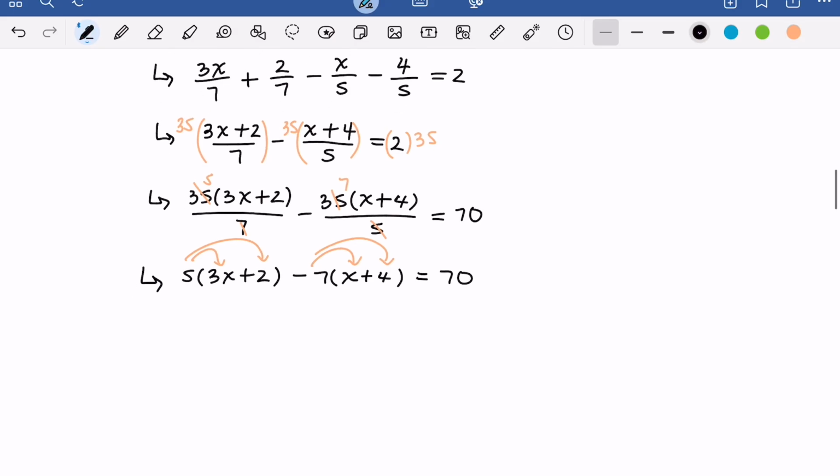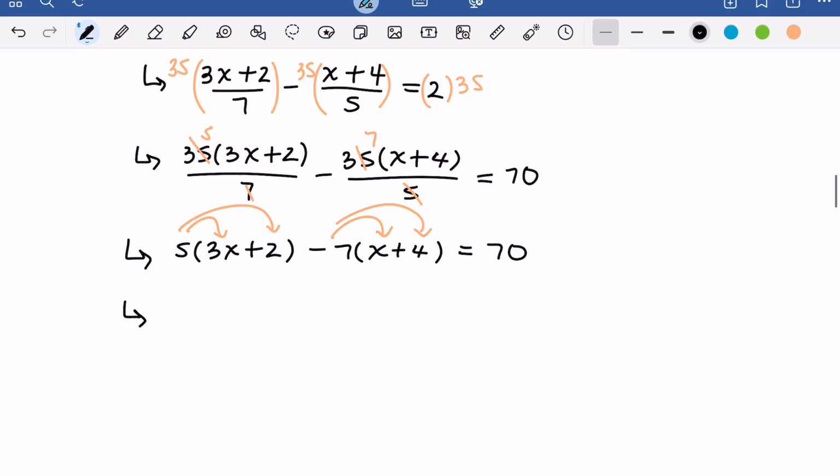So we're going to have, we're kind of running out of room, so let me zoom in here. We're going to have 5 times 3x. This is going to give us a 15x. Then we're going to have 5 times 2, which gives us 10. Then we have negative 7 times x, so that'll give us a negative 7x. And then we have negative 7 times positive 4, so we're going to have a minus 28. And on the right-hand side, we still have this 70.